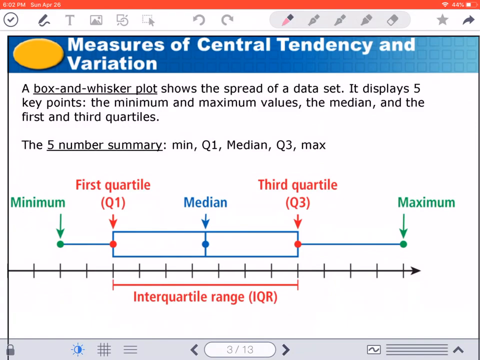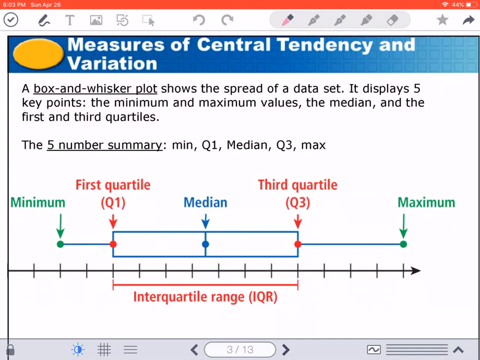A box and whisker plot shows the spread of a data set. It displays 5 key points. And the key points are your minimum and maximum values, the median, and the first and third quartiles. These are called your 5-number summary numbers. Okay, so the 5-number summary. We want the minimum number and the values that we have listed. The Q1 value, your median, Q3, and your max. Okay, those are all super important values when we're talking about a box and whisker plot.